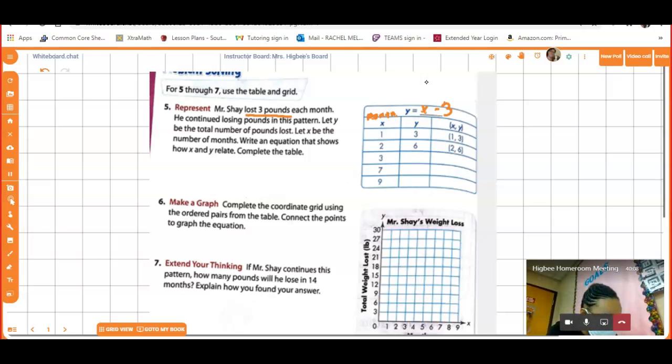Wait a second. Let's see. I think there's something wrong here. Oh, because I'm thinking about it backwards. I didn't pay attention while Jada was reading. Okay, ignore what I just said. Sorry.